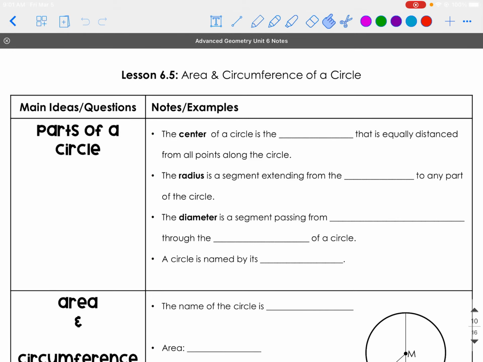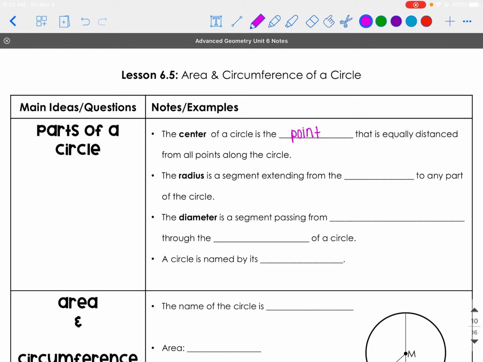Hey guys, in this video I'm going to be going over lesson 6.5, which is area and circumference of a circle. So just some important terms that you need to know. The center of a circle is the point right in the middle. It's equally distanced from all points along the circle.